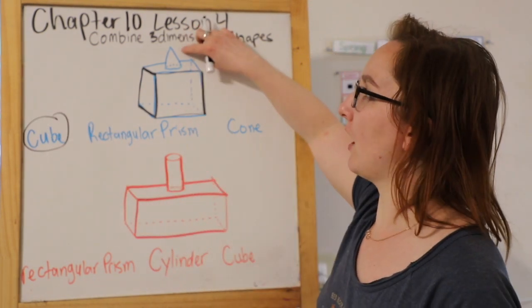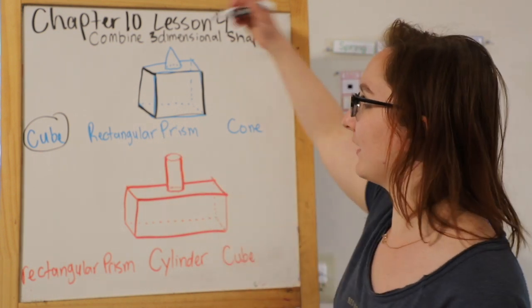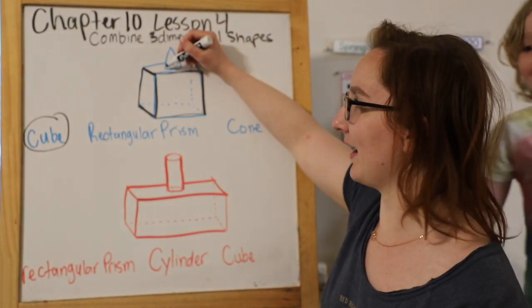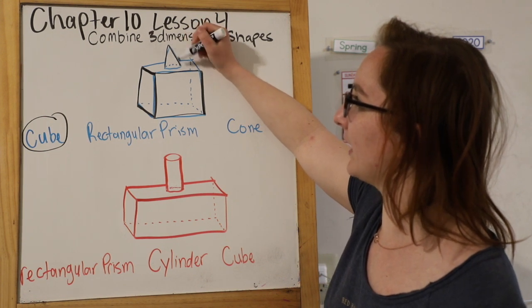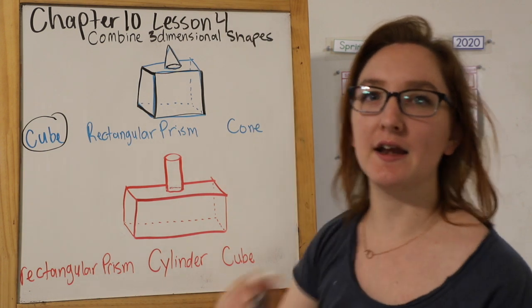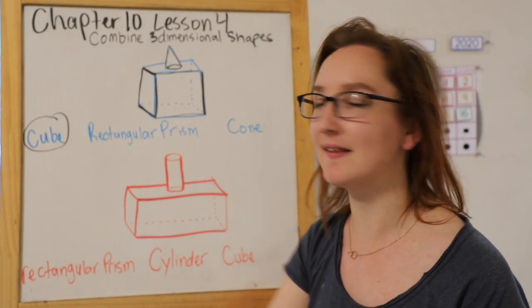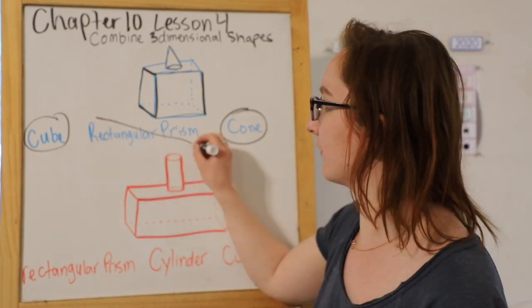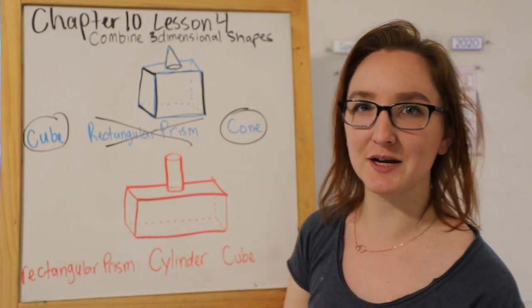Now we need to figure out what our second shape is. Is it a rectangular prism or a cone? When I look at my second shape, I can see that it has a point up here and then a circular face down here. The shape that I know that has one vertex and one face is going to be my cone. So I'll circle cone, and it's not our rectangular prism. So we have a cube and a cone to make this composite shape.